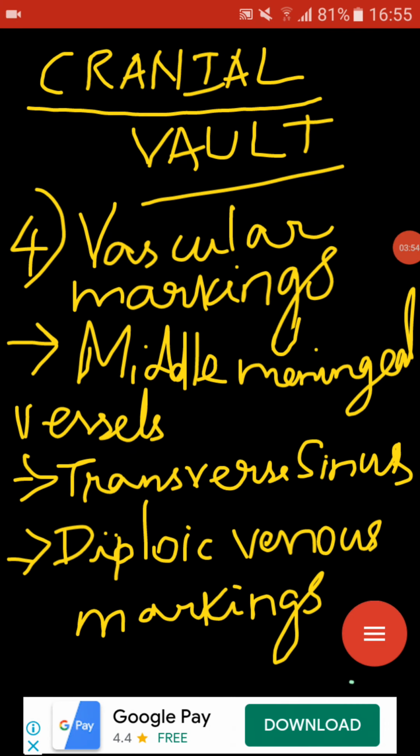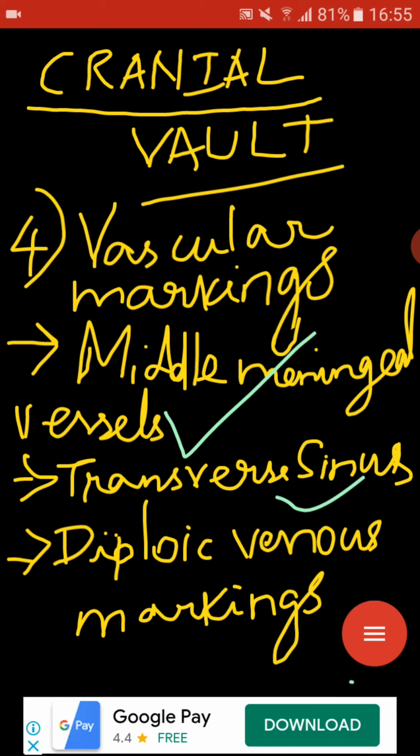Regarding the vascular markings, there are 3 vascular markings which are made on the lateral view of the skull. They are middle meningeal vessels, transverse sinus and diploic venous markings. So first, the markings of middle meningeal vessels. The anterior branch of the middle meningeal vessels runs 1 cm behind the coronal suture. Posterior branch runs backwards and upwards at a lower level across the upper part of the shadow of the auricle.